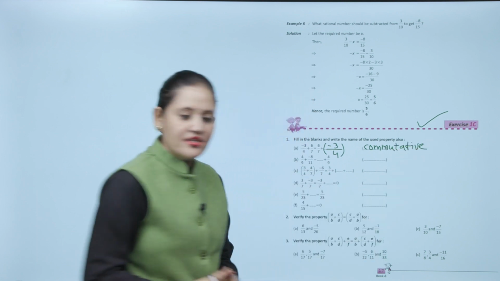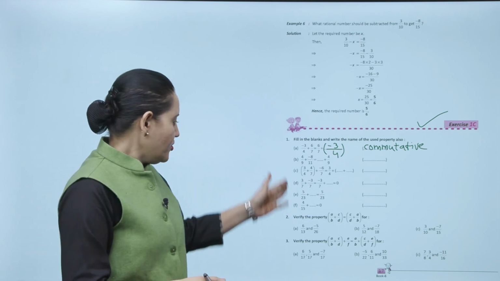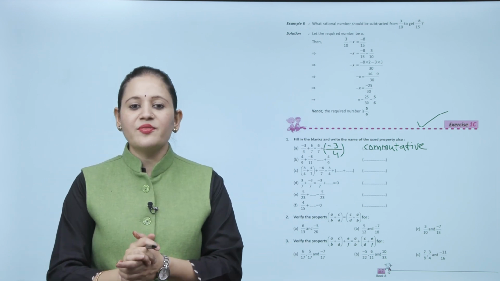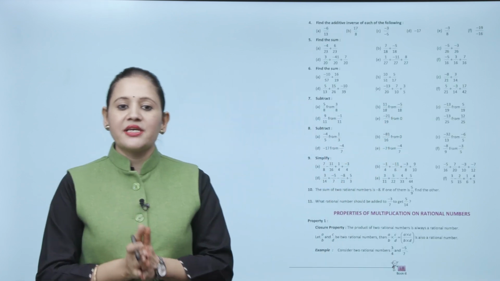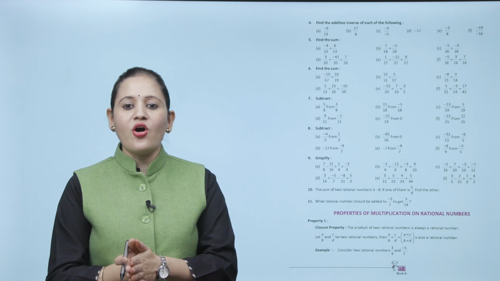This is commutative property. So you have to practice all the questions. We will move to next topic. Next topic is properties of multiplication on rational number.